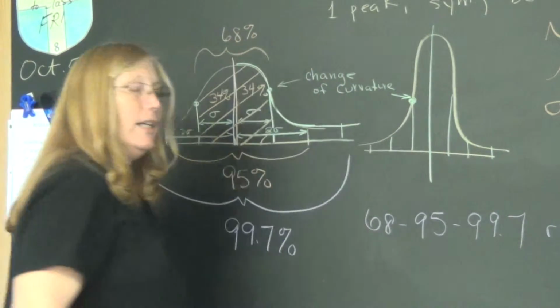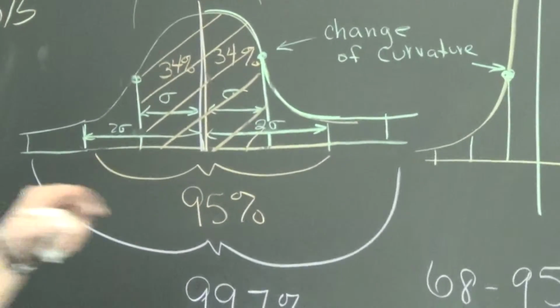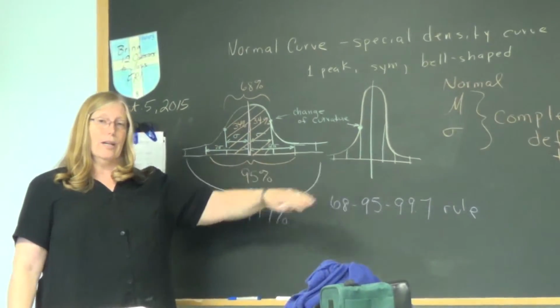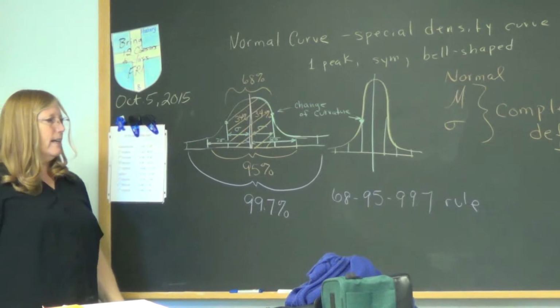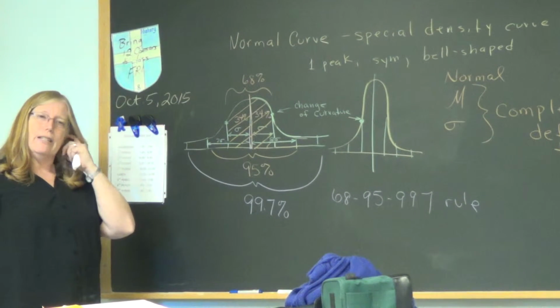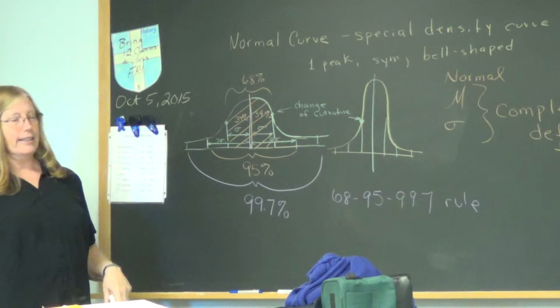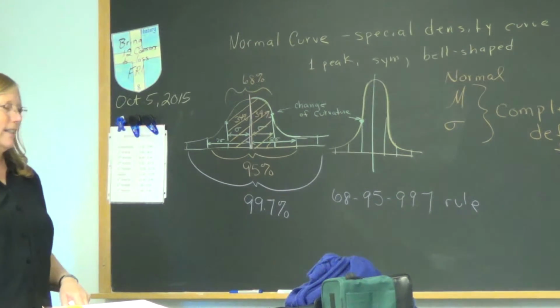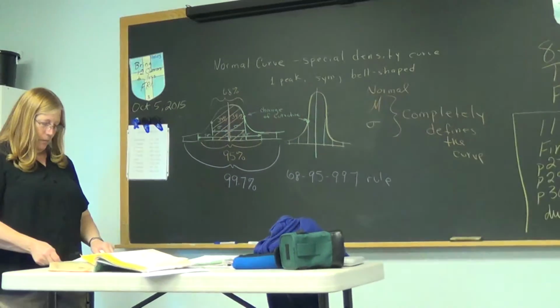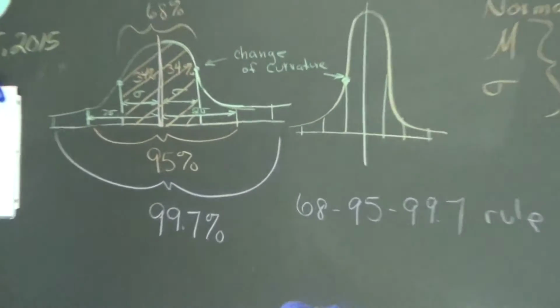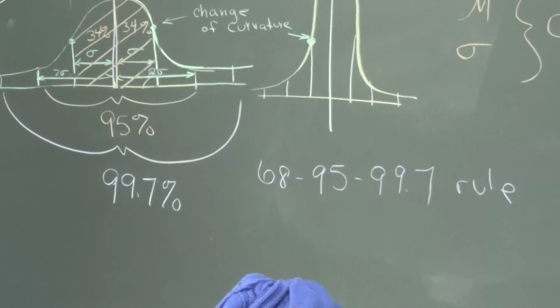It's true for any normal curve, so it's also true for this one, or any normal curve. 68, 95, 99.7. Any statistician anywhere, you could walk up to him and say 68, 95, 99.7. He'd know exactly what you were talking about. He probably would get really excited.